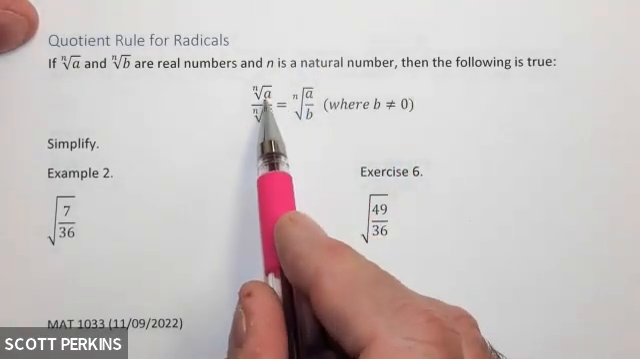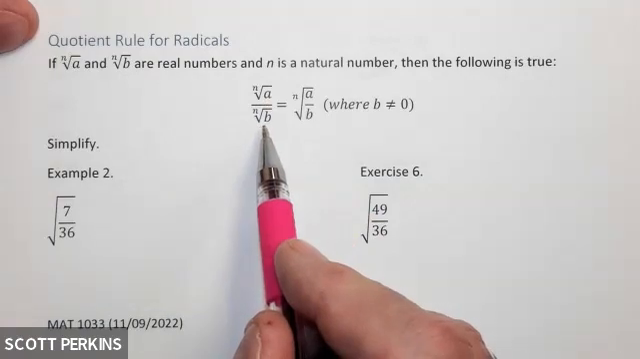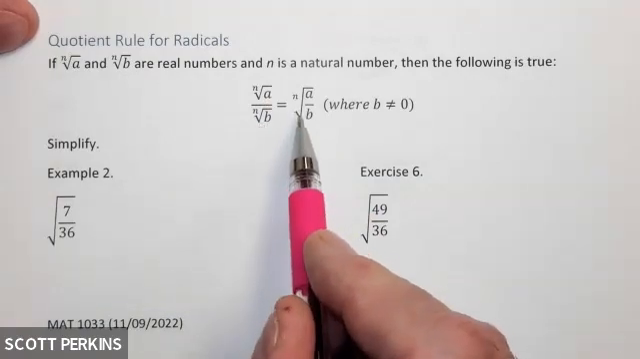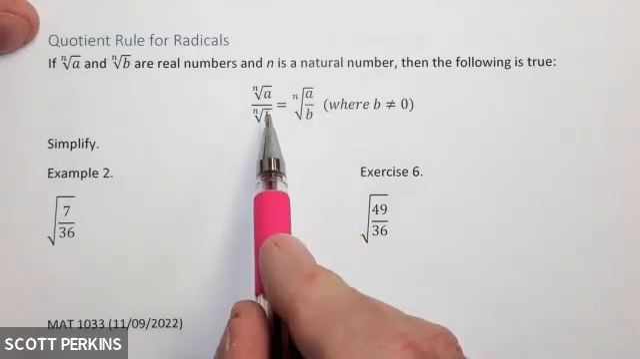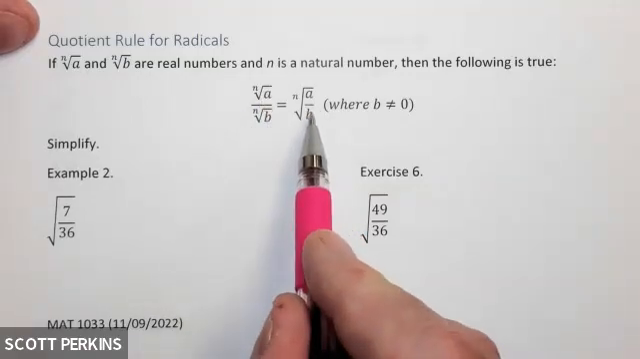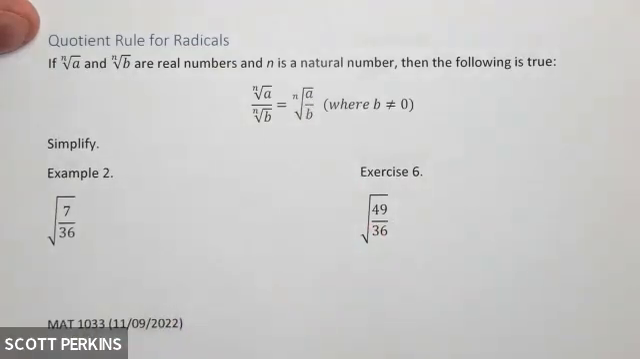If you have a radical in the numerator and a radical in the denominator, then you can go ahead and put one radical and do the division underneath. So it's order of operations. On the left, we're taking the roots first and then dividing. On the right, we're dividing first, then taking the roots. Doesn't matter the order.